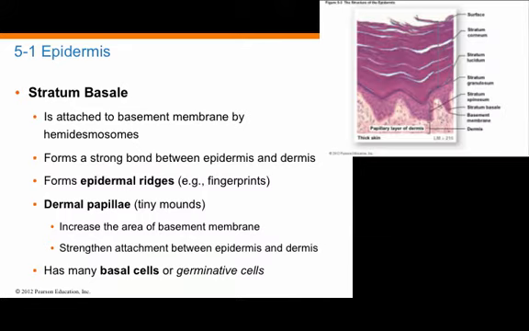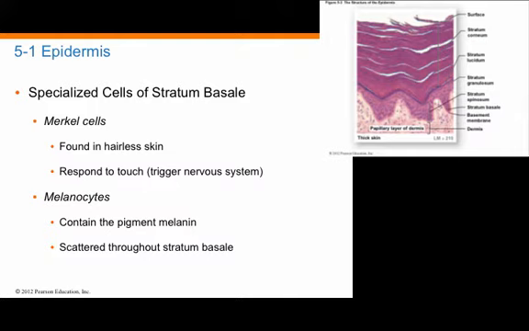The stratum basale has many basal cells, or germinative cells, that divide through mitosis to give rise to daughter cells. These daughter cells will migrate up through the layers of the epidermis, changing their structure and their function until they reach the surface of the skin, where they will function as a water-resistant protective barrier until they die and slough off. Other than keratinocytes, there are other more specialized cells of the stratum basale.